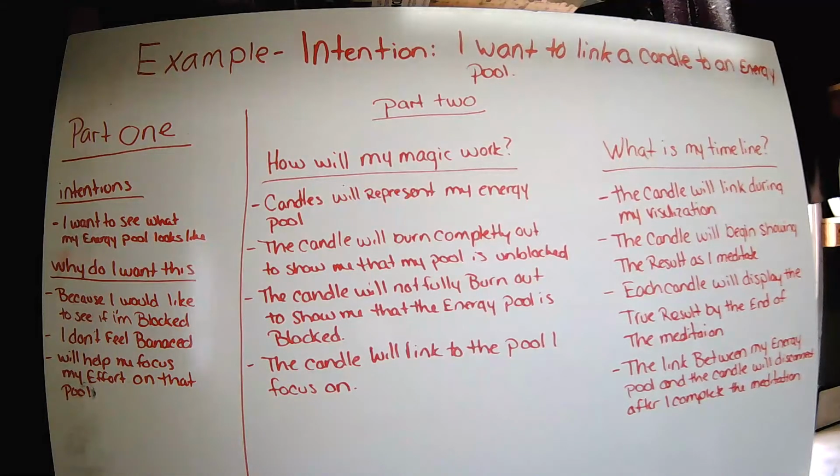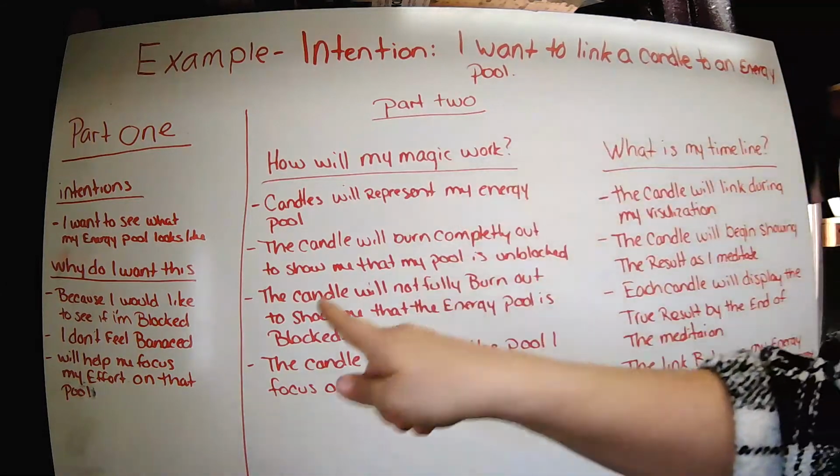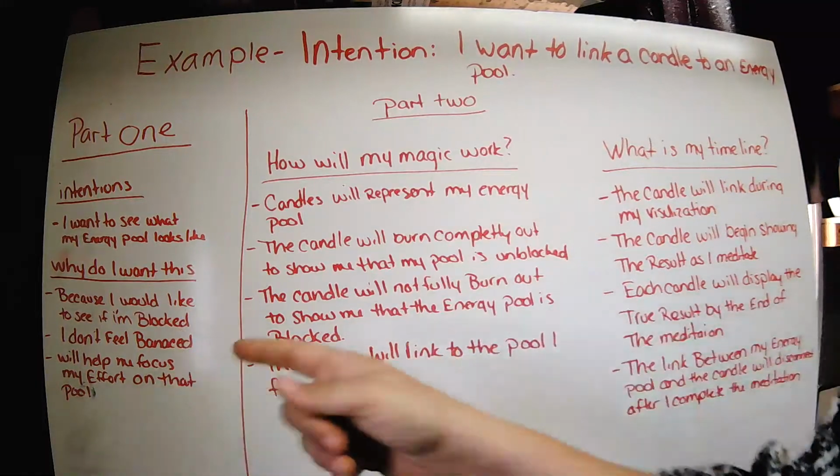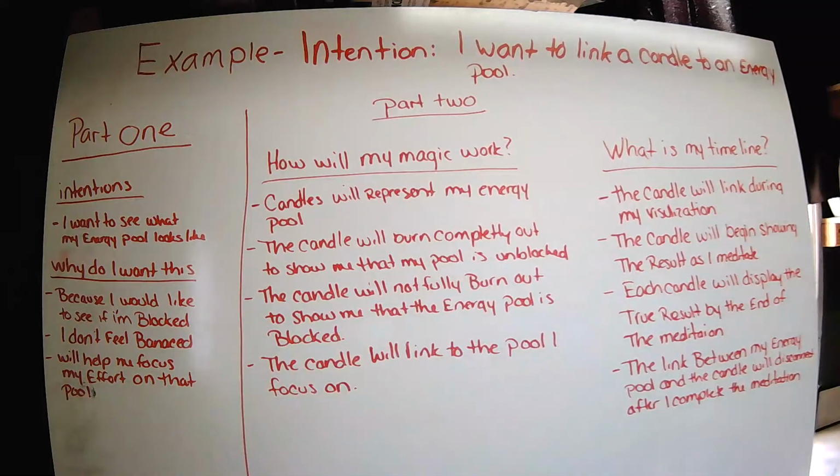Let's think about that. Do you want the universe to show you anything? Like in the intent where I wanted to link a candle to my energy pool and see if I was blocked, I wanted the universe to show me something. Well, what is it that I want the universe to show me? Be specific about what you're looking for. Are you connecting or linking to something? In this particular case, I absolutely was. If so, what, and how does this apply to how my spell will work for me? Take a minute to think about that, figure out those different aspects, and write it out.